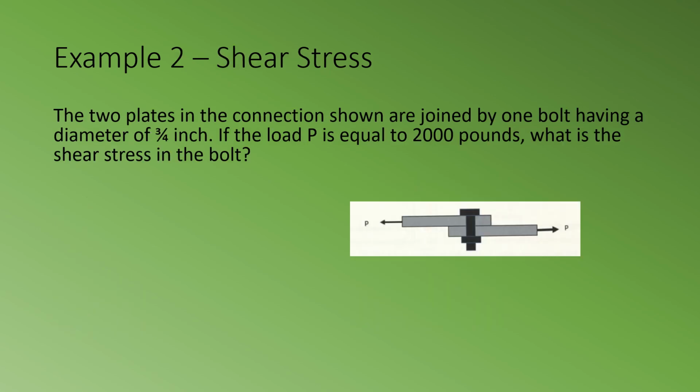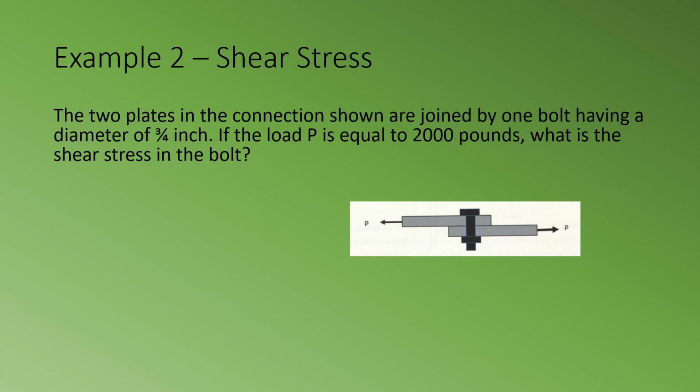Here in example number 2, we will be talking about shear stress. The two plates in the connection shown below are joined by one bolt having a diameter of 3/4 of an inch. If the load P is equal to 2,000 pounds, what is the shear stress in the bolt? Note, the shear stress in the bolt develops in a plane where the two plates touch. The load P, 2,000 pounds, is acting to shear the bolt at this location. So the bolt develops a stress to resist that.